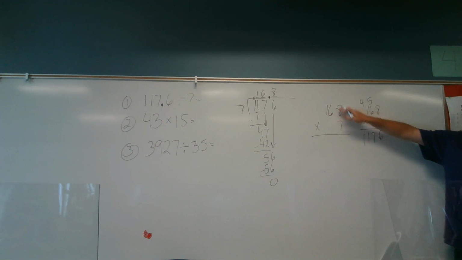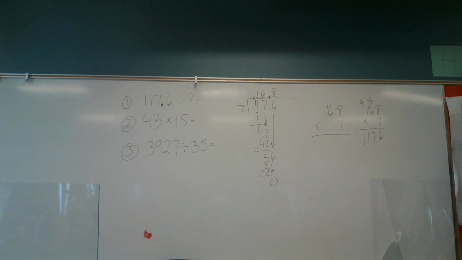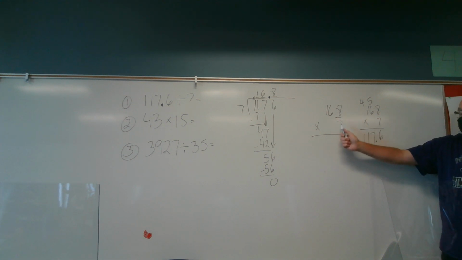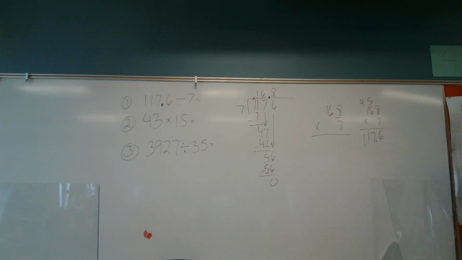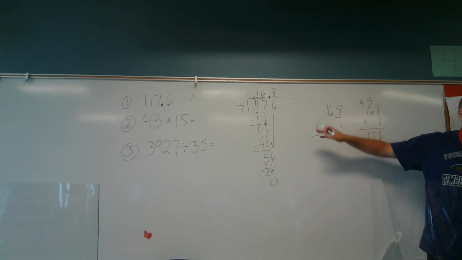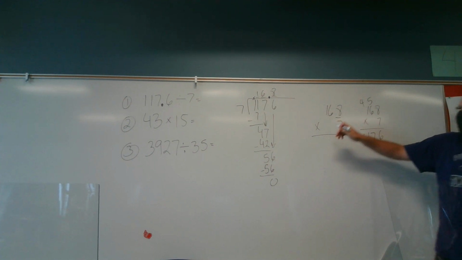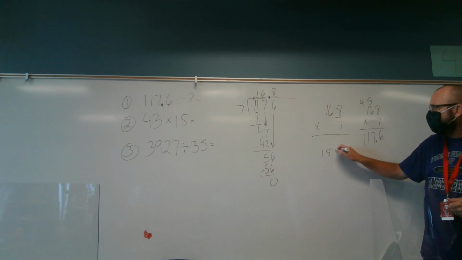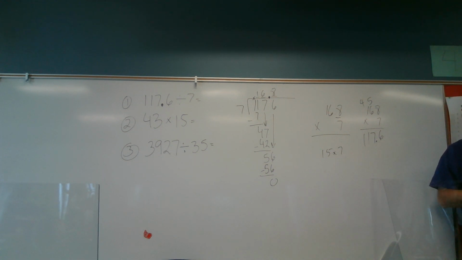In my problem, how many numbers are behind the decimal point total? 1. So there has to be 1 behind it in the answer. If there were 1 here and 1 here, then there'd be 2 behind it in the answer. Also, I want to get an idea of an estimate. I could change this to 15 times 7, and you all know that 15 times 7 is 105?